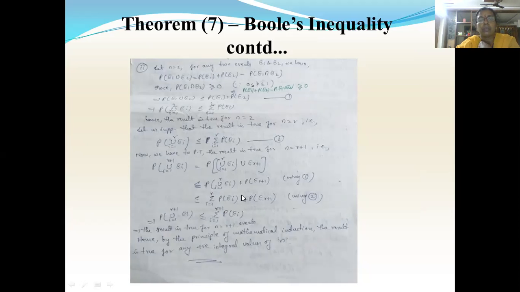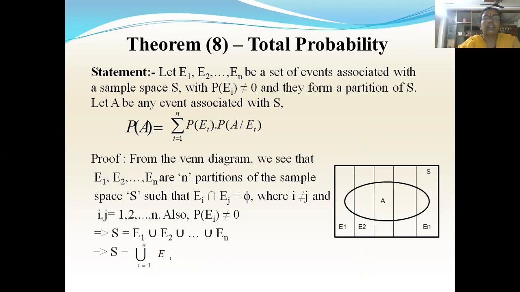I'll combine these two now. When I combine these two, I'll get summation i from 1 to r plus 1 of P of E_i. So it is true for n equal to r plus 1 events. So hence, by the principle of mathematical induction, the result holds good for any positive integral value of n. So this is Boole's inequality.